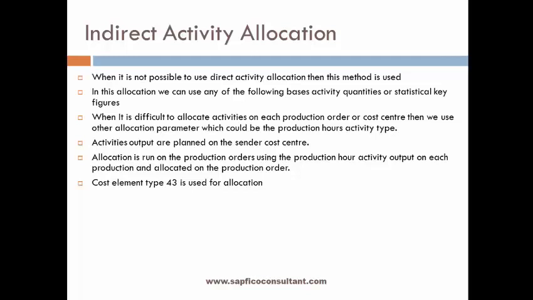So activity outputs are planned on the center cost center. Allocation is run on the production order using the production hour activity output on each production order and allocated on the production order. So cost element type 43 is used for allocation.